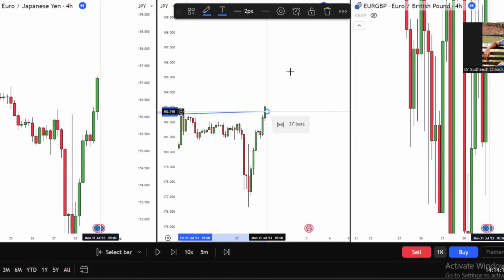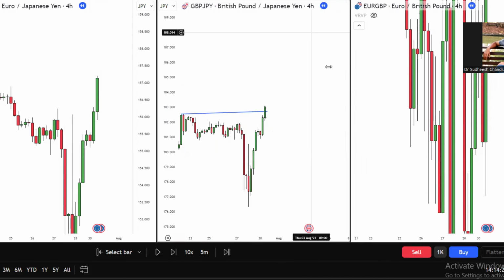You get it? Price is likely to turn and tag a fair value gap. So let's just see how.